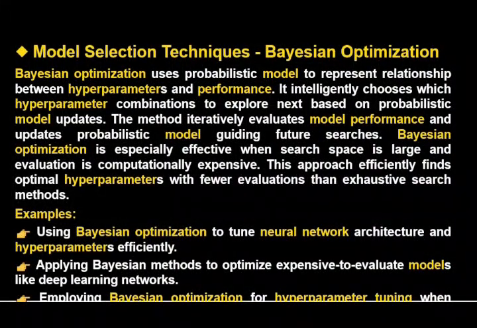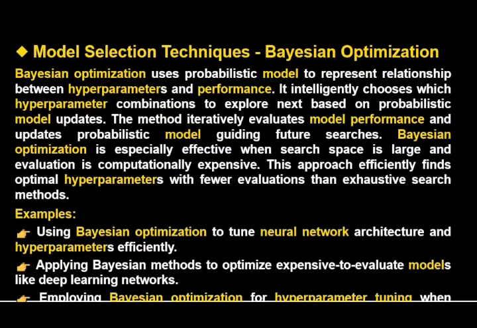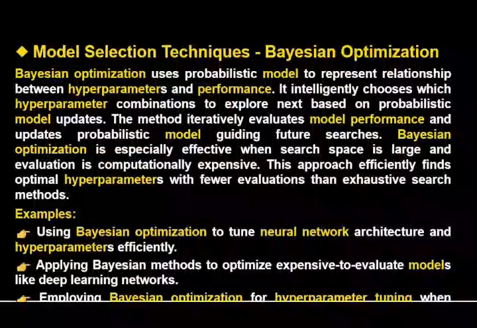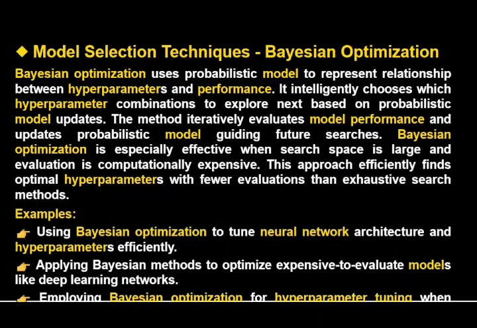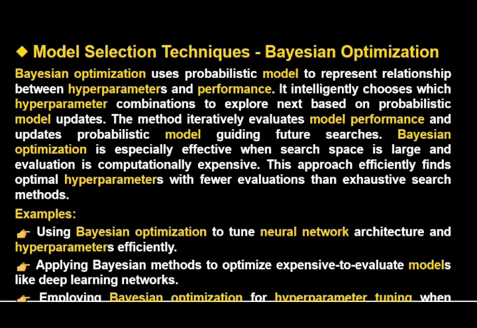Model selection techniques: Bayesian optimization. Bayesian optimization uses probabilistic models to guide hyperparameter tuning. It reduces the number of evaluations and computational cost. This method is useful for complex and expensive models like deep neural networks.